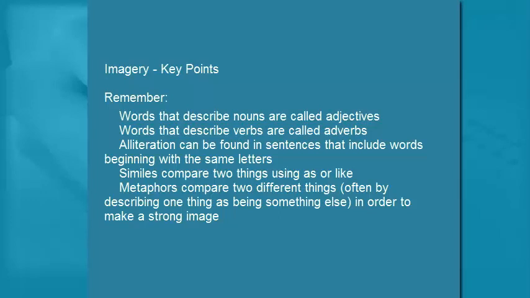Alliteration can be found in sentences that include words beginning with the same letters. Similes compare two things using as or like. Metaphors compare two different things, often by describing one thing as being something else, in order to make a strong image.